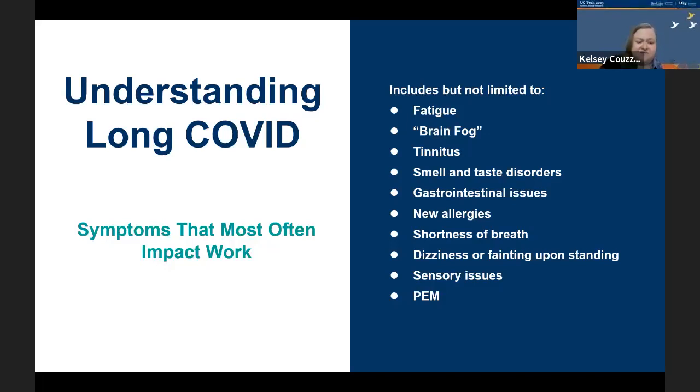So the symptoms that most often impact work are fatigue, which is the top one, and then brain fog, which is some of those cognitive difficulties, right? So it can be issues with memory or recall, or sometimes with learning, depending on the person. It can cause tinnitus, which we've all heard about with long COVID, smell and taste disorders, as well as GI issues and allergies. I, for example, am allergic to almost any synthetic fragrance, which makes it very difficult for me to be in public around other people without wearing a mask and taking precautions. It can also cause shortness of breath, and sometimes people faint when they stand up. That's because of something called orthostatic intolerance or dysautonomia. It can cause sensory issues as well, and PEM, which we will talk about.